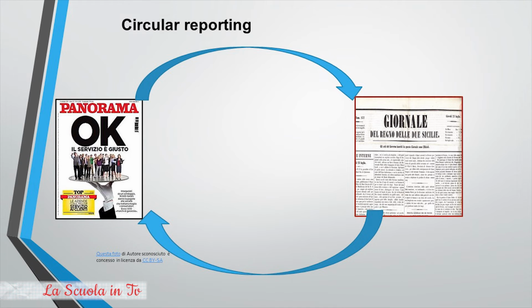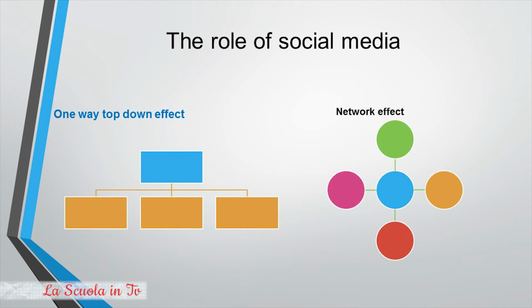But of course it's not only this. Circular reporting works well because it is used in combination with social network. In the past, before internet and social media, information was spread according to a model known as one-way top-down. That means that we all received the same news from a trusted source. So from the top trusted source down to all of us.